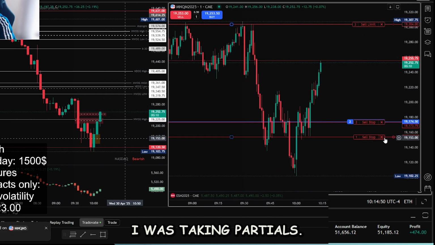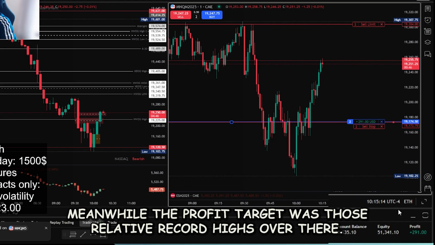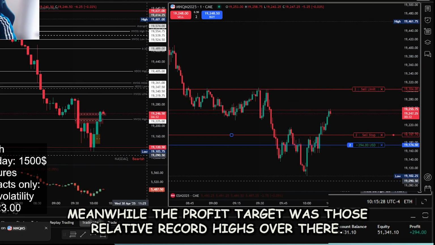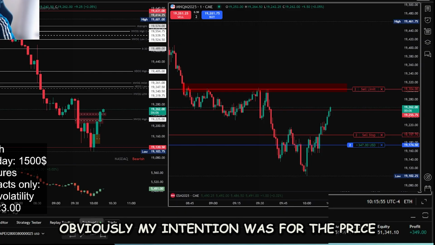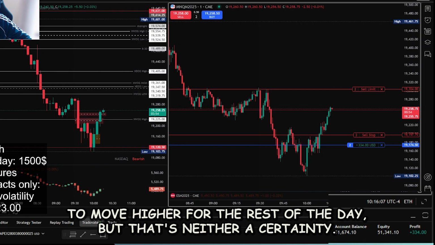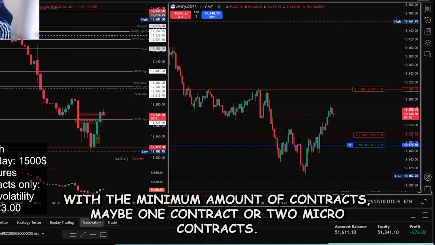Here, I was taking partials. I was moving stop losses. Meanwhile, the profit target was those relative equal highs over there. Obviously, my intention was for the price to move higher for the rest of the day, but that's never a certainty. So I like to take partials, and ultimatums usually are to be attacked with the minimum amount of contracts, maybe 1 contract or 2 micro contracts.